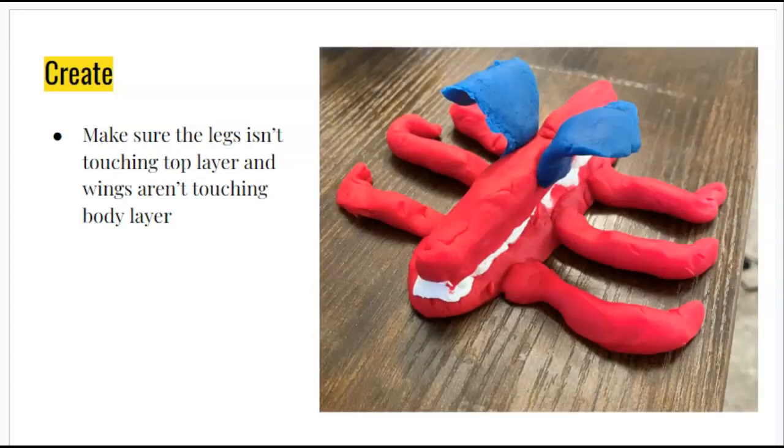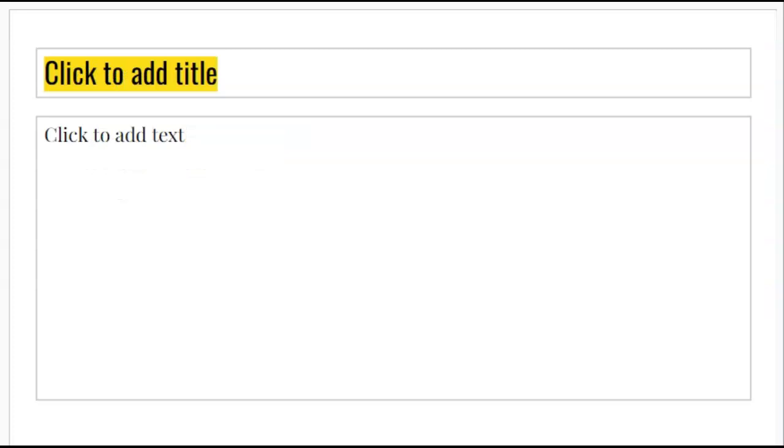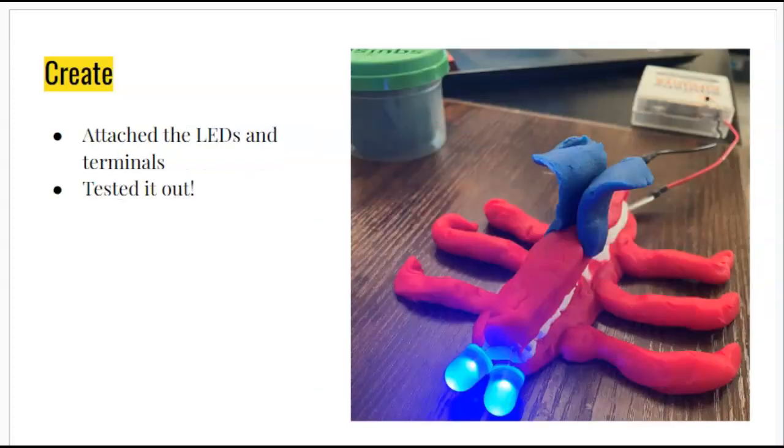Then I added the legs to the bottom layer. I had to make sure that the legs weren't touching the top layer, and then I added the wings to the top layer, making sure again that the wings weren't touching the bottom layer. Oops. There we go. My last step was to attach the LEDs and the terminals.